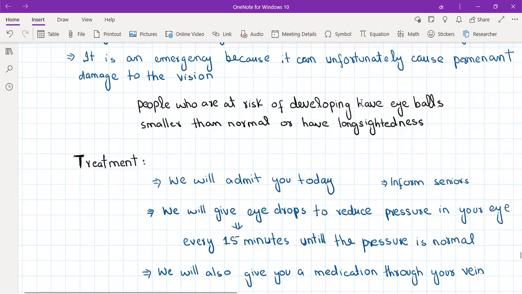have smaller eyeballs than the normal population and they're at risk of getting glaucoma. As in your case, you have a family history, and then if the patient is long-sighted, then you can tell them that in your case, the risk factor is long-sightedness.